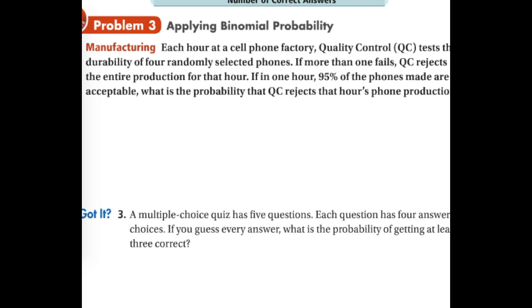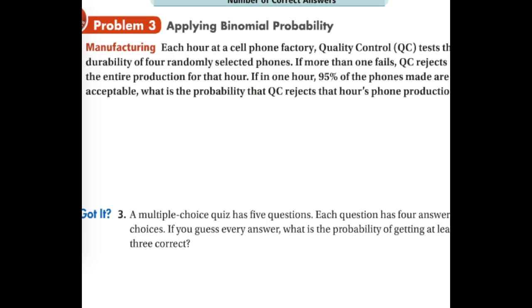If in 1 hour, 95% of the phones made are acceptable, what is the probability that quality control rejects that hour's phone production? So where I said this is going to mess with your mind is that our success here is that the phones failed. They're asking us to figure out the chance of them failing. So when we talk about success, what we want to have happen, in this case, we want it to fail. Does that make sense?